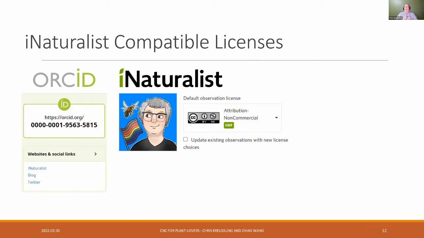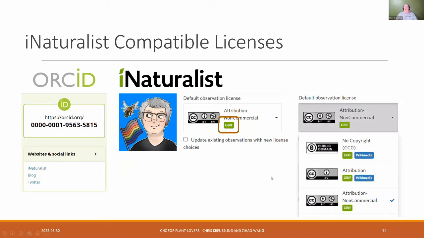This is definitely a requirement for things getting out of iNaturalist into these other platforms. You have to have what's called a compatible license. You can know if the license you have on your profile is compatible or not because it'll have this little GBIF logo. And again, iNaturalist has a lot of information on it. I think this is in the right-hand column of the profile. If you scroll down, you'll see default observation license. And these are the licenses that are compatible: public domain, attribution, or attribution non-commercial.